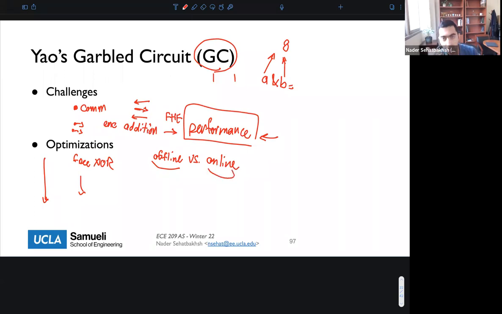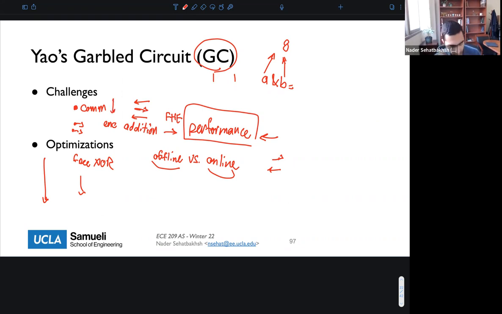The only thing that needs to be done during the online phase is sending the inputs of Genie and receiving the value that has been evaluated by Evan, right? So the number and the quantity of the communication is much, much less. We can significantly reduce the communication overhead this way.